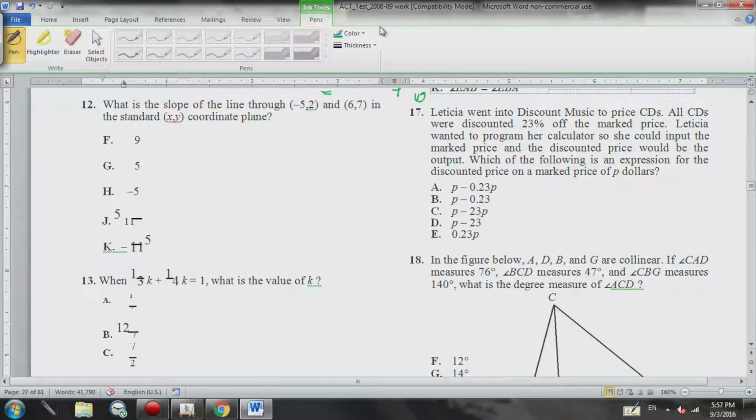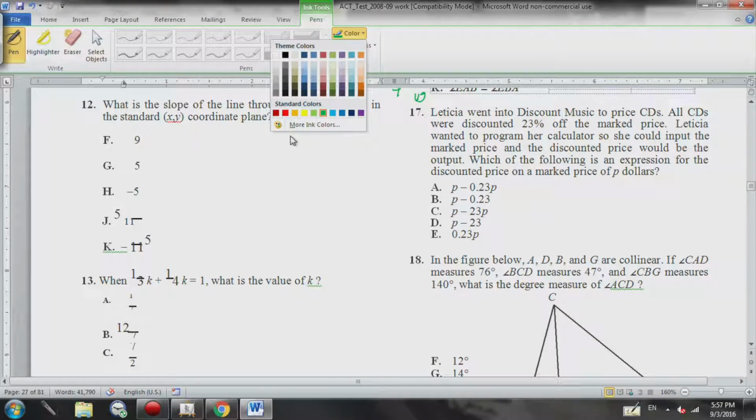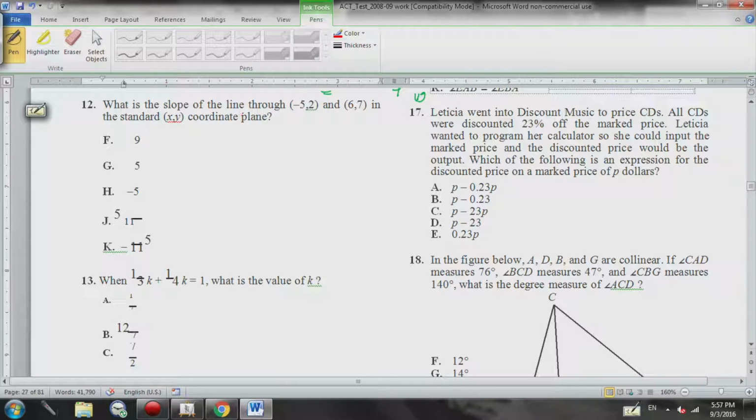Number 12. What is the slope of the line through those 2 points in the standard xy coordinate plane, or the Cartesian plane? So the slope, of course, is change in y over change in x. Do yourself a favor, write that. Change in y is 7 minus 2, change in x, 6 minus 5.